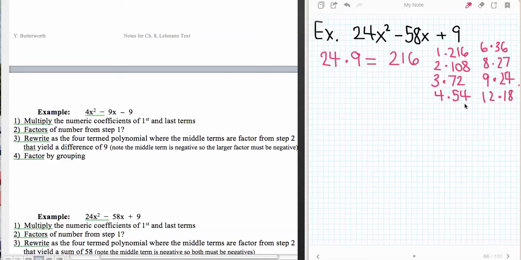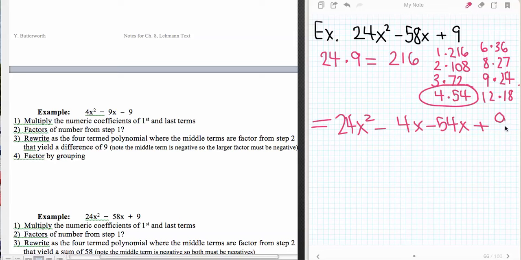So we have 54 and 4, which sum to 58. So we are going to rewrite this as 24x squared, and then minus 4x and minus 54. Don't worry about which order they're in, 54x first and then the 4x, or vice versa. The only thing you need to worry about is that the signs are correct and that the sum is indeed 58.